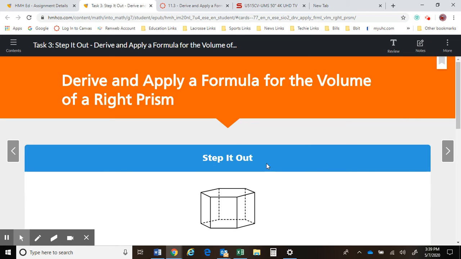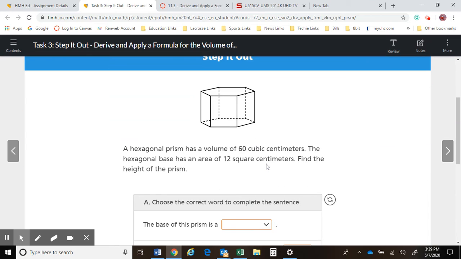Other one, it gives me an access denied. Here we go. All right. So what shape is this here? It's a hexagonal prism. It has a volume of 60 cubic centimeters. So this time they've actually given me the volume, and it has a base area of 12 square centimeters. Now I want to find the height.